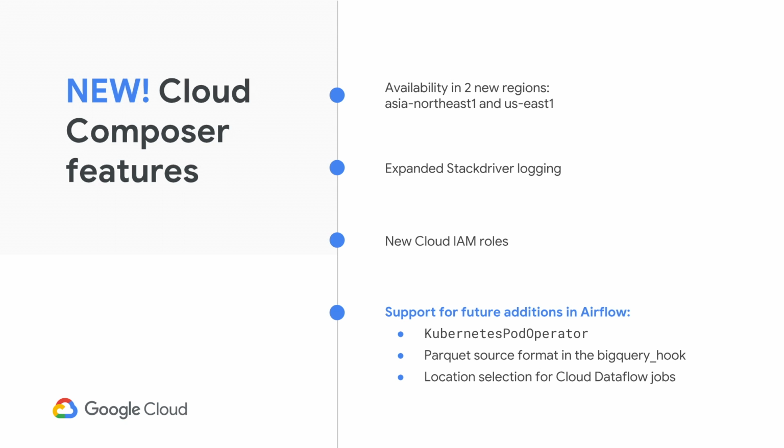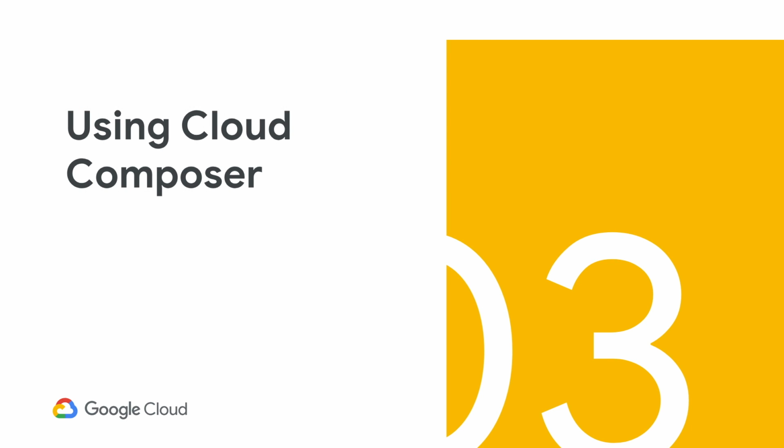So in terms of some of the new Cloud Composer features, it's been made available in a few new regions. Stackdriver logging has been very much expanded, which we'll see within the demo. There's also been the inclusion of additional IAM roles, and then additional future additions in Airflow. The Kubernetes pod operator brought in Parquet source format, and also location selection for Cloud Dataflow jobs. So more and more functionality being added in with Cloud Composer, and I think you can see that with this GA release.